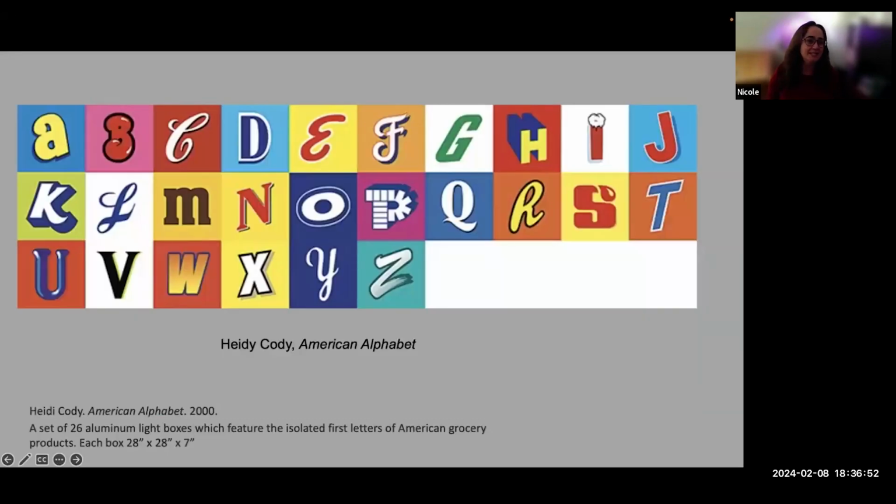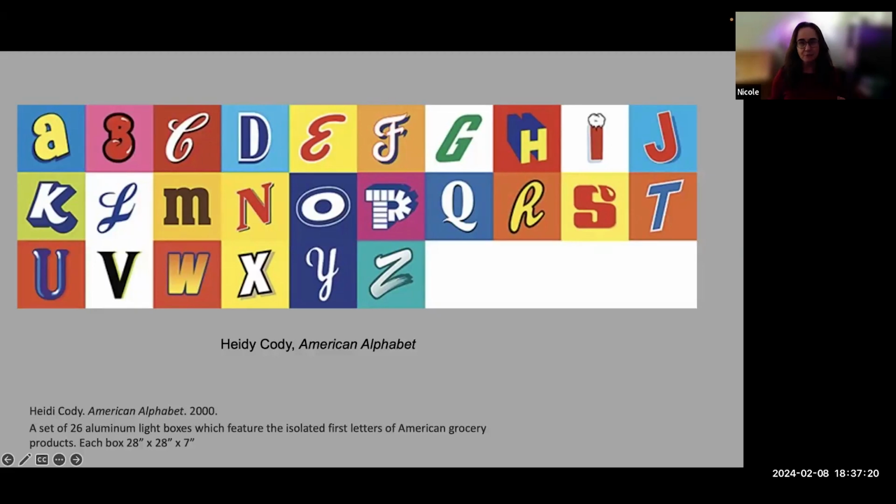Heidi Cody is a designer that makes an ironic use of typography in her piece, The American Alphabet. She uses 26 different fonts to recreate the alphabet. She found all of the letters in the initials of corporate logos. So it's kind of fun to scan the image and see the ones that you can recognize more easily. I see a C for Campbell's. I see the R for Reese's peanut butter cups, the M for M&M's, the L for Lysol, perhaps, right?